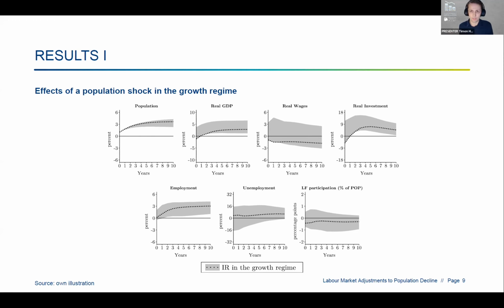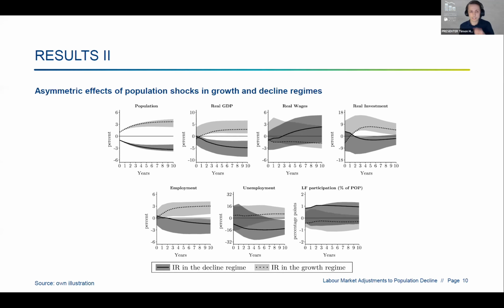absolute and relative. And this now gets even more interesting if we compare this growth regime estimates to the decline regime estimates on the next slide. So what we can see here, first of all, is that the demographic dynamics following population shocks in both regimes are really similar. And based on that observation, we can basically, I would argue, observe three distinct adjustment patterns.